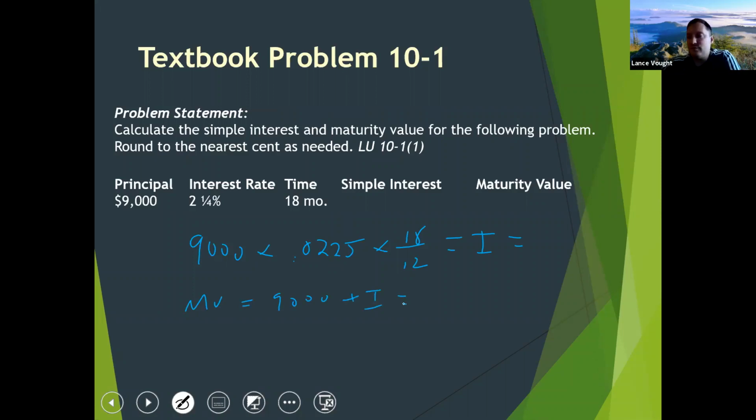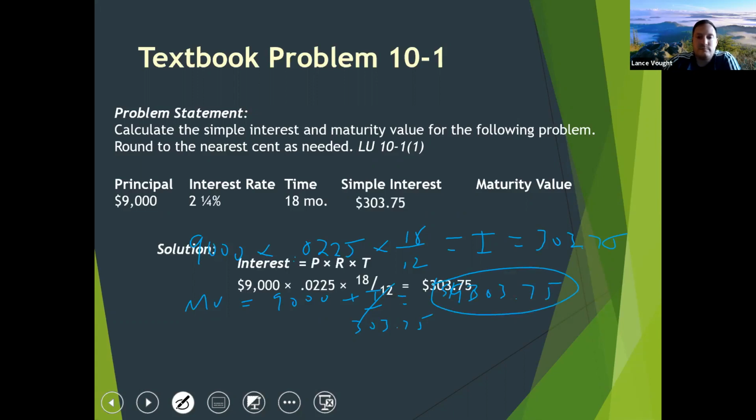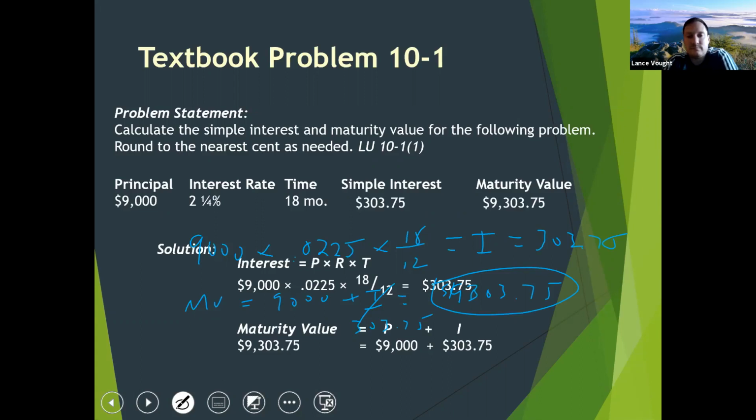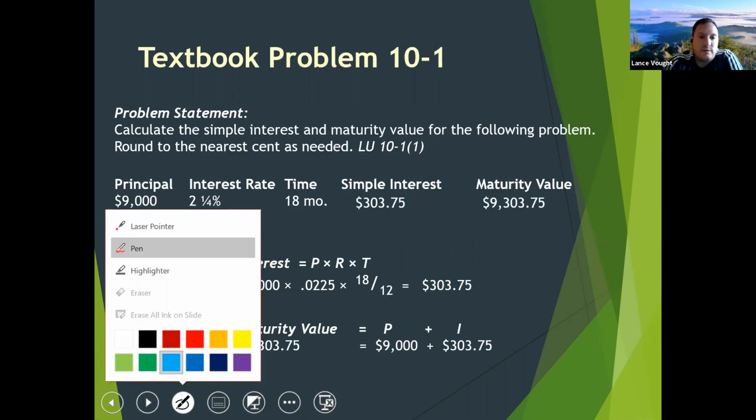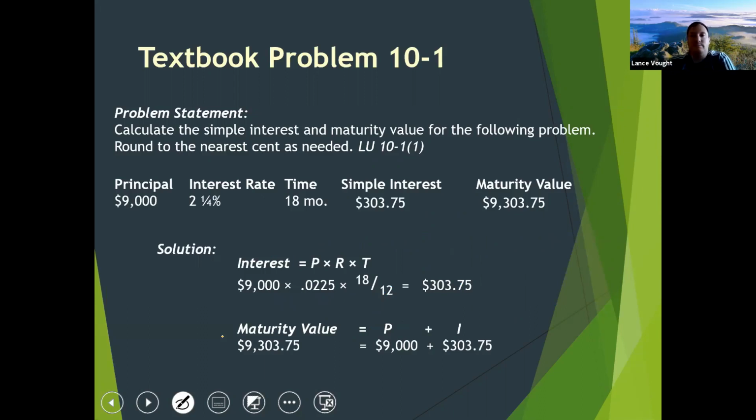So if we do 9,000 times 0.0225 times 1.5, we get $303.75 as the interest. So if we plug that in there, we should get $9,303.75. Any questions about solving that problem?